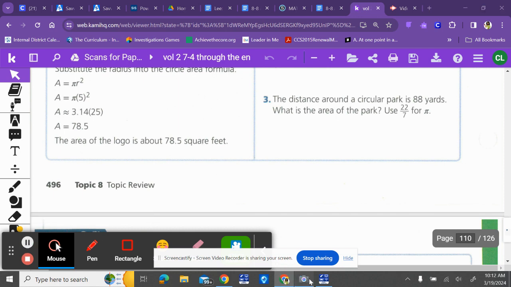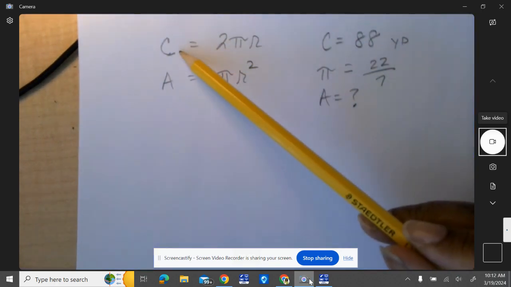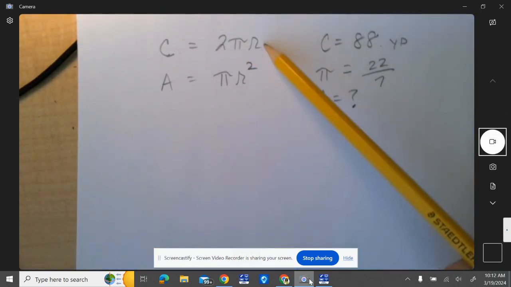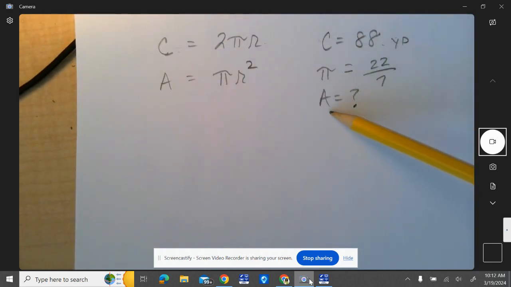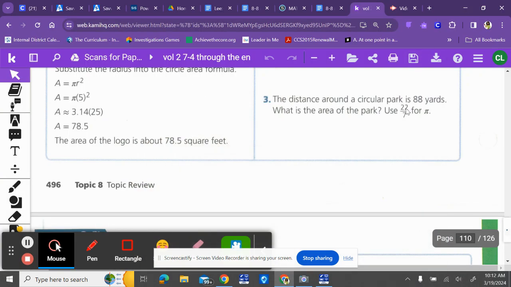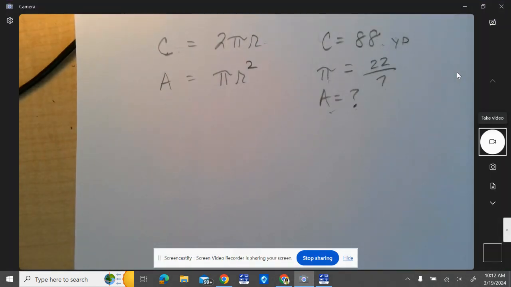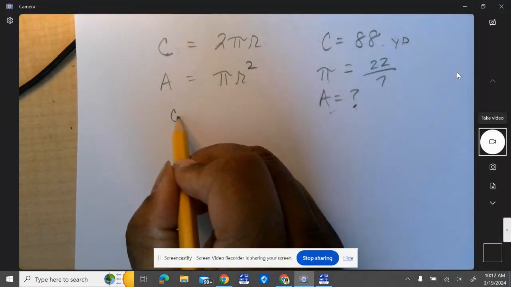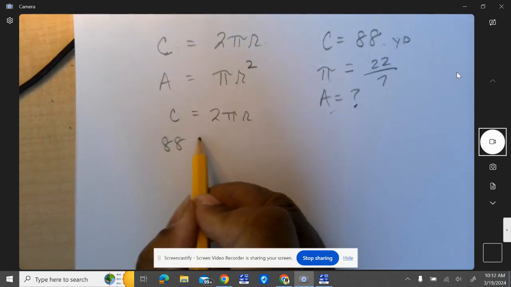All right, for this question, they tried to make it difficult. They gave you the circumference, saying the distance around the park. The circumference is 88. They're asking for the area. They want you to use 22/7 for pi. So here we go. We're going to start with what we have. We have 88 for the circumference.